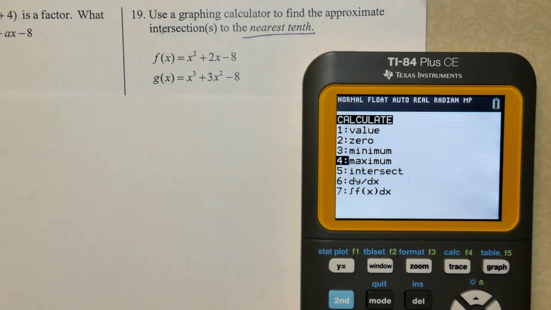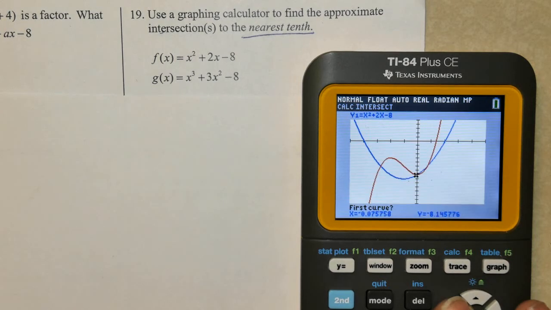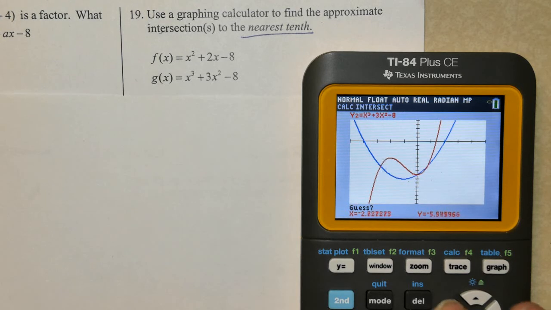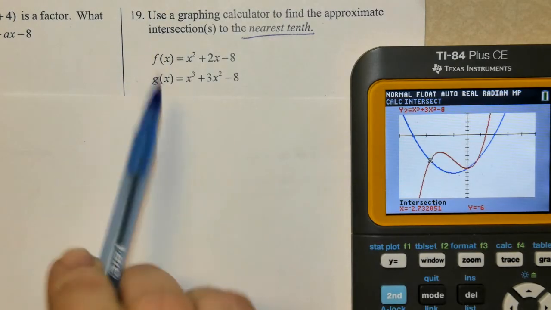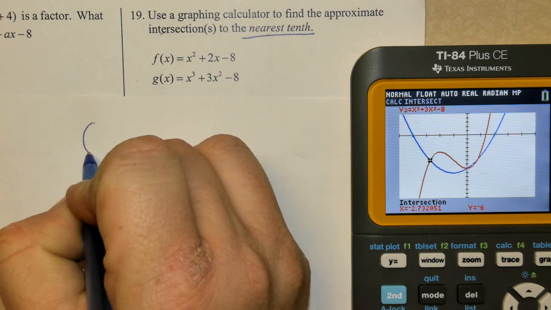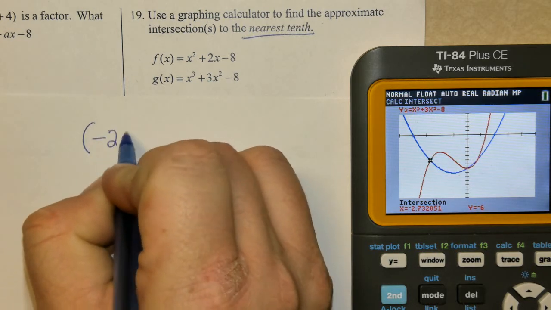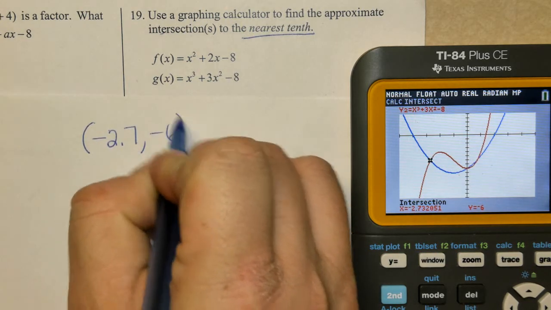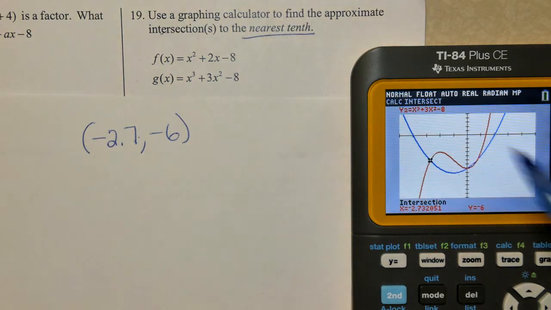Second, trace, intersect. And it doesn't matter which one you start with. First curve just means the first equation you plugged in. When I get close to the intersection point and press enter, it jumps to the second curve, which is the second equation. Press enter and go to the top. Now here's the key. What is the intersection? Round to the nearest tenth. Negative 2.7 and negative 6. Let's round it to the nearest tenth.